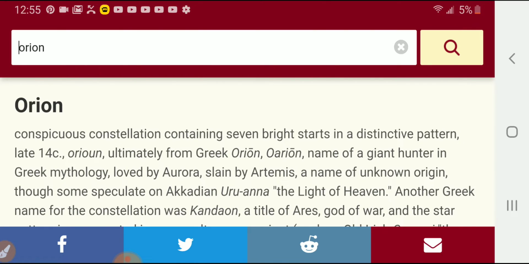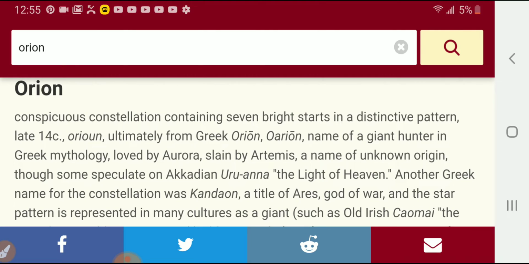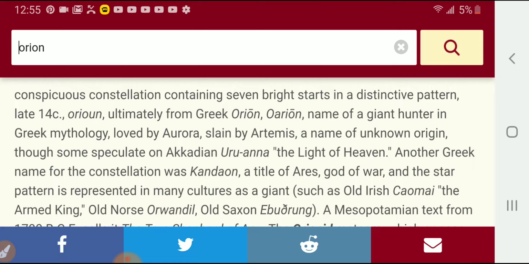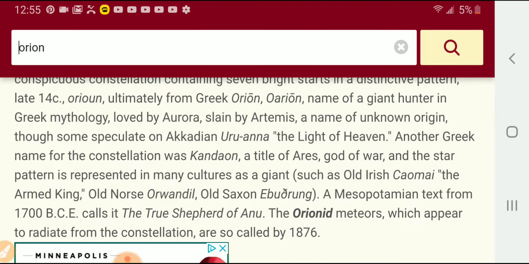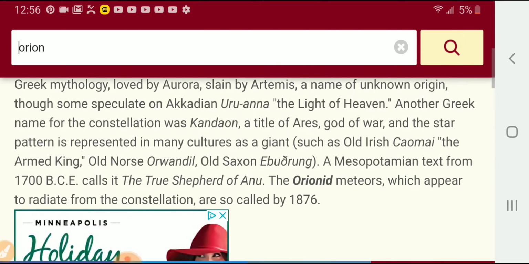Conspicuous constellation containing 7 bright stars in a distinctive pattern. Ultimately, Orion. Name of a giant hunter in Greek mythology, loved by Aurora, slain by Artemis, a name of unknown origin, though some speculate on Akkadian Urania, the light of heaven. Another Greek name for the constellation was Candian. Ares, god of war. The star pattern is represented in many cultures as a giant. The shepherd of Anu, the true shepherd of Anu.